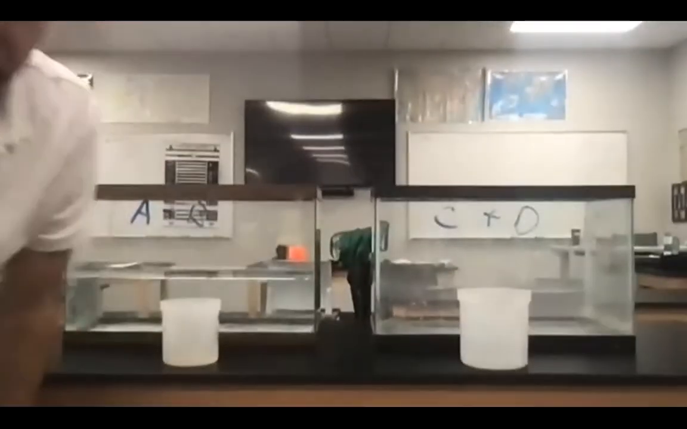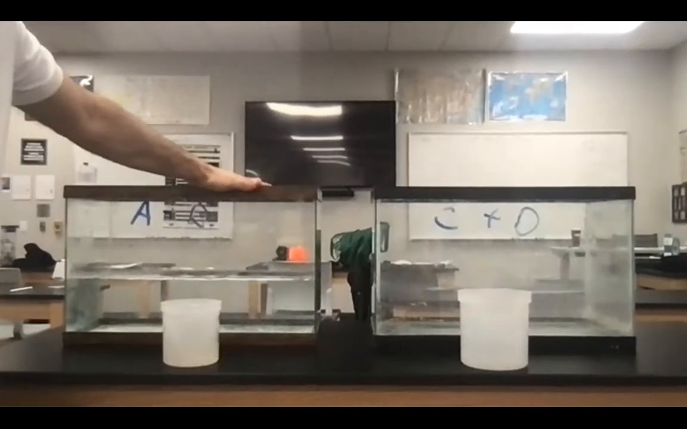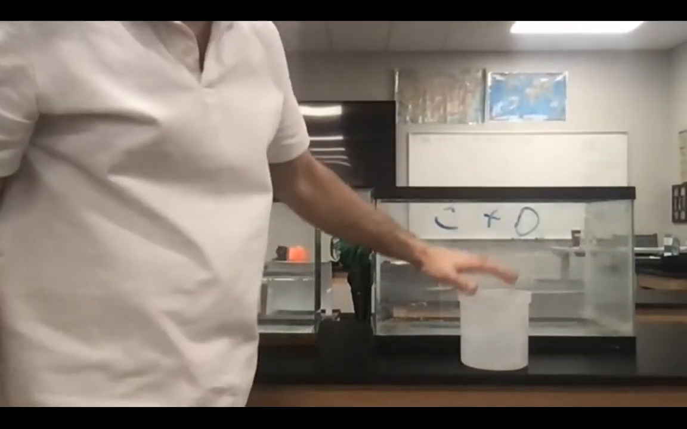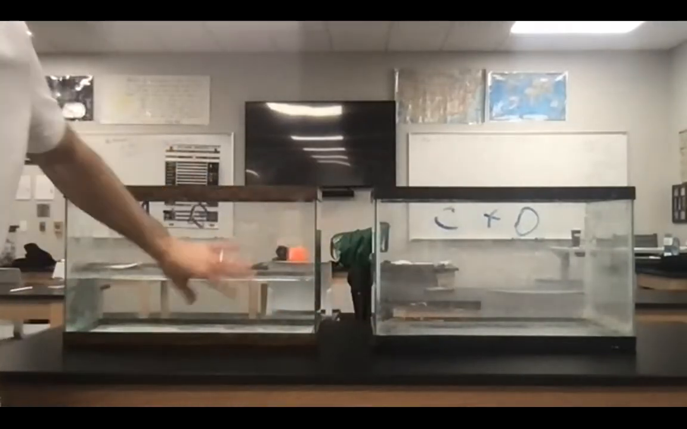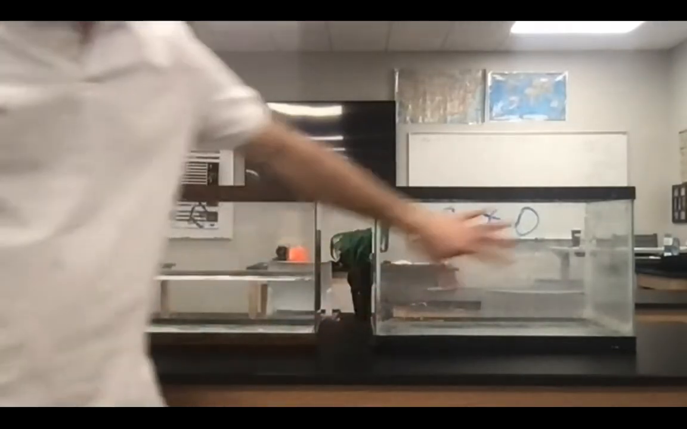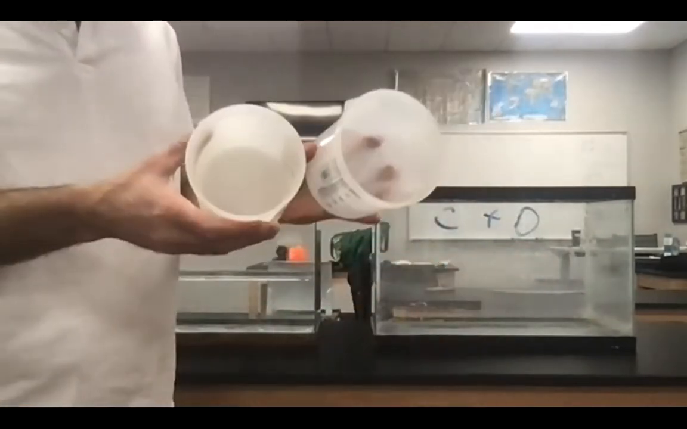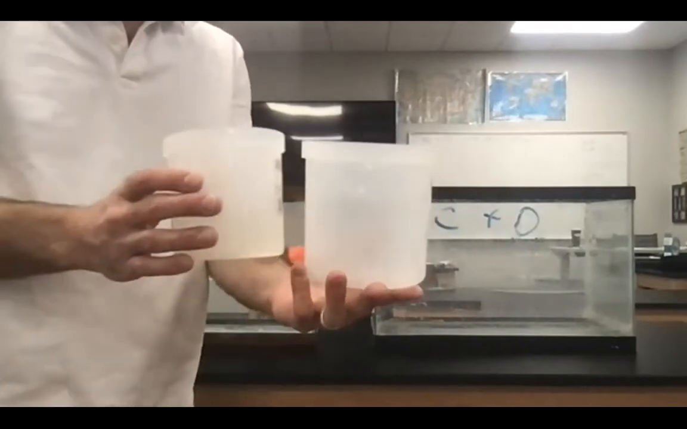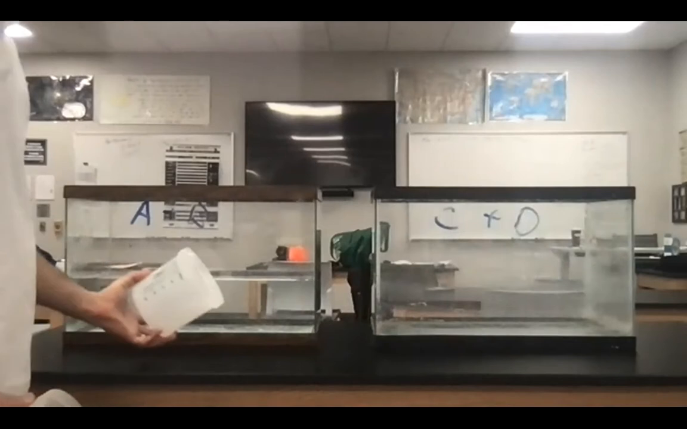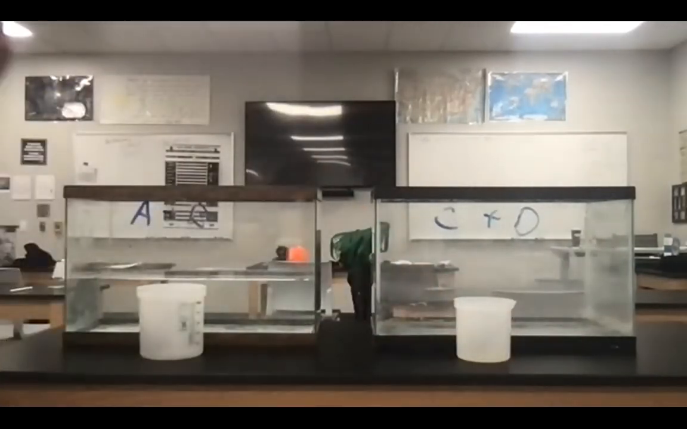All right. So I have two containers. Here's A and B, my reactants. Here's C and D, my products. Right now I have all reactant and 0 product. The two containers are not of equal size. This one is much bigger than this one. This is going to represent the forward reaction. This one's going to represent the reverse reaction.